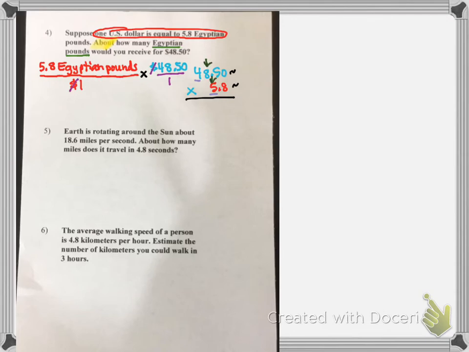And what I get is the 8 is big enough to move the 48. Let's go with this color. Nope, sorry. I'm having trouble picking colors. The 8 is going to make the 4 go up to a 5, so this is going to be about 50. And then the 8 is going to make the 5 round up to about 6. So if I multiply those, 6 times 5 is 30, and there's an extra zero, so I see 300. So my answer would be, there are about 300 Egyptian pounds in $48.50. Okay?